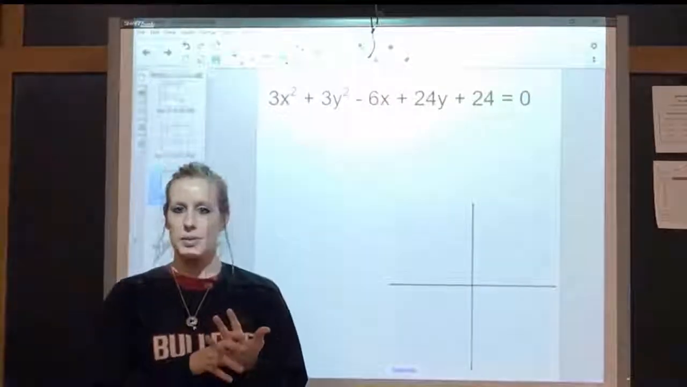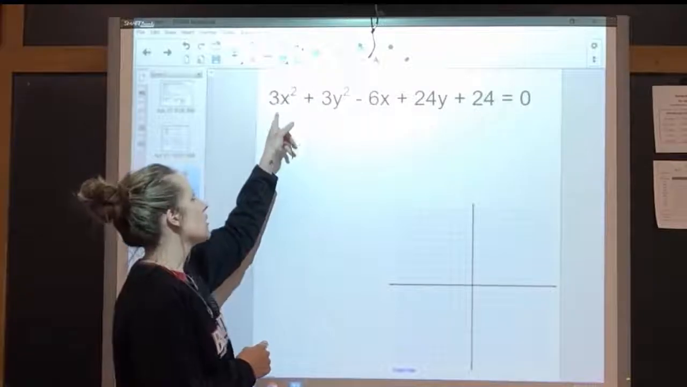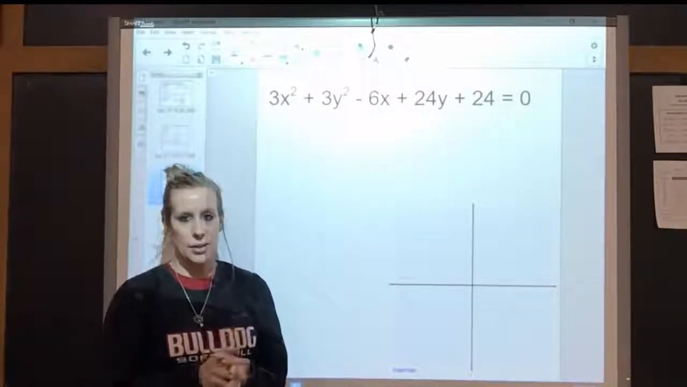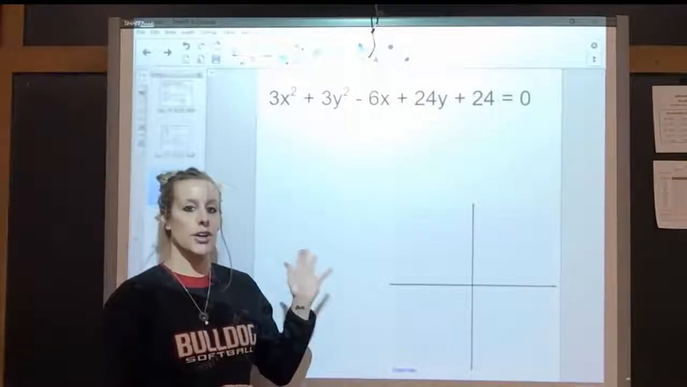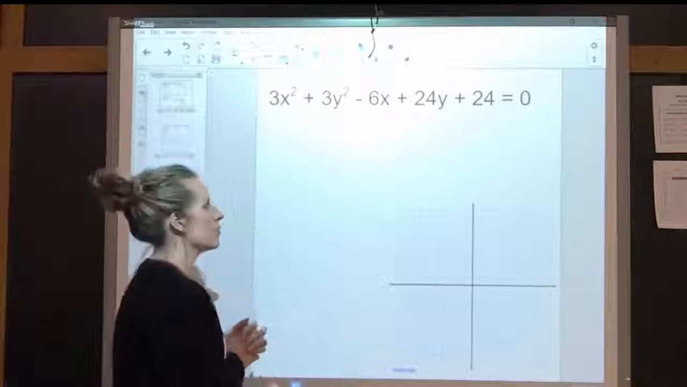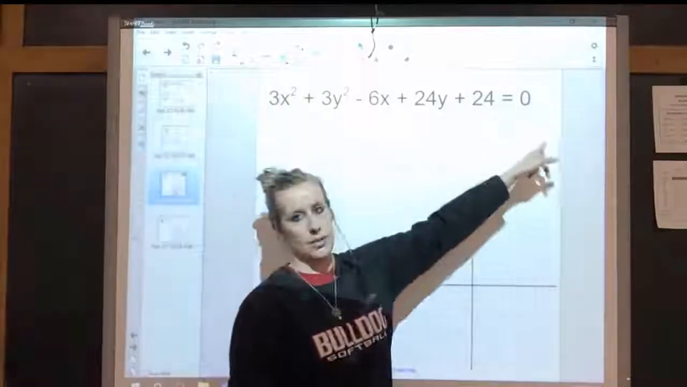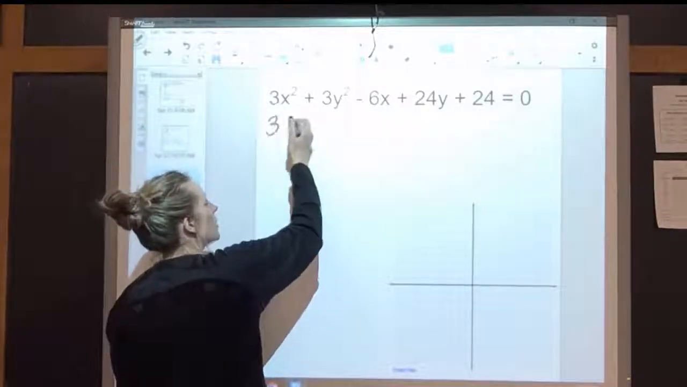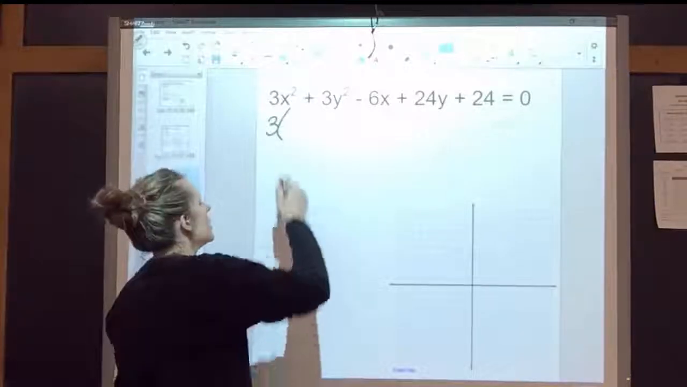All right, the next one's a little bit different. You can see how we're starting out with 3x squared, 3y squared. If you have a number in front of x squared or y squared, you want to ask yourself, is there a greatest common factor? And here there is. 3 goes into all of these terms. So what you want to do first is take a 3 out of every single term. So we're dividing by 3.